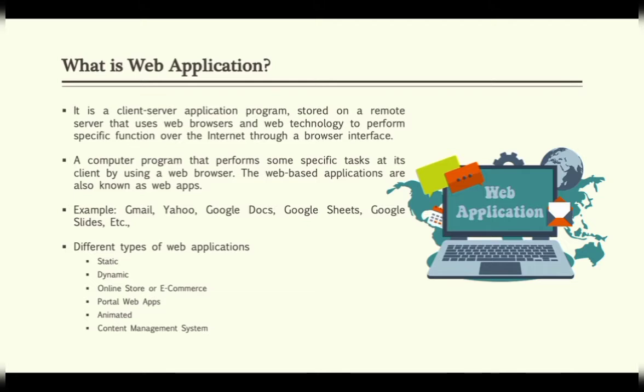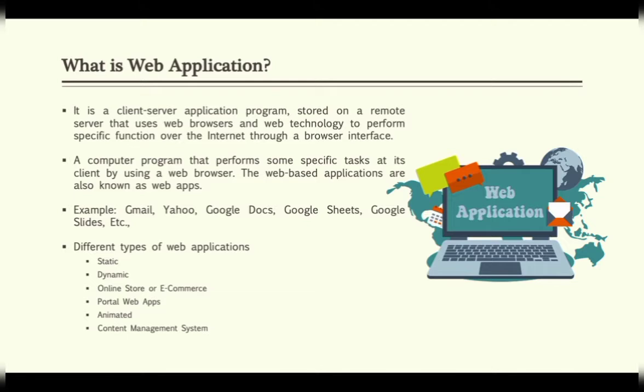Like that, the web application will perform a particular task. It will perform different types of roles: static content, dynamic content, e-commerce related things, web portal web apps, animated things, or content management system. This is what a web application does. We can say one more example: Facebook is a web application. Twitter is a web application. WhatsApp is a web application.